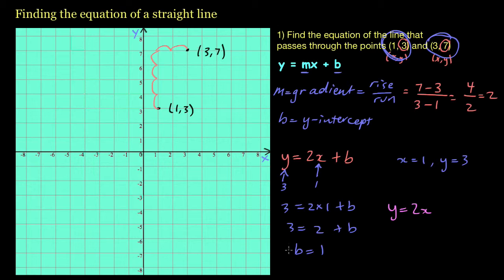And the last thing we can do is take that b value there and place that here. We've got 1 for b. So there's our equation, y equals 2x plus 1. That will go through both of those points, (1, 3) and (3, 7). And we'll prove it now.